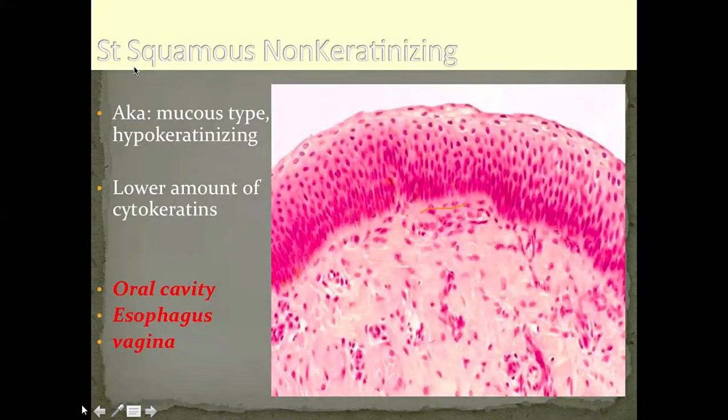The other type is stratified squamous non-keratinizing. This is also known as the mucus type or the hypokeratinizing. Here, you have a lower amount of keratins. Again, this is stratified squamous. Look at the apical surface: flattened, but no keratin materials, no keratinized cells in the apical surface. So it is called stratified squamous non-keratinizing. These are found in your oral cavity, in the esophagus, and in the lining of your vagina.